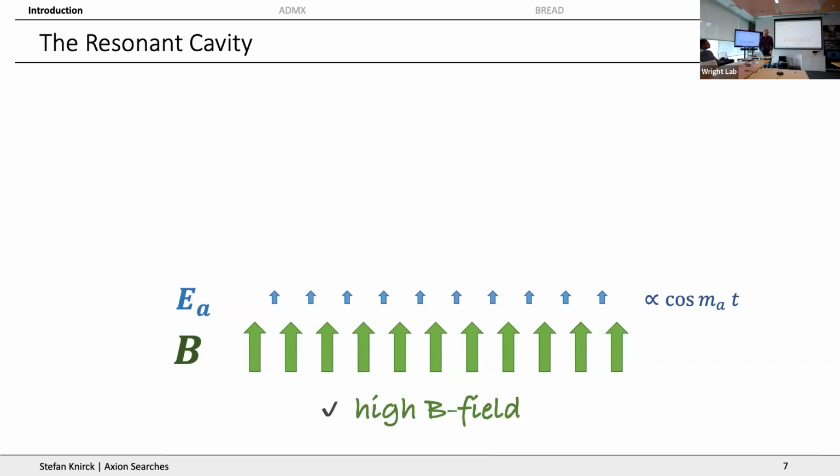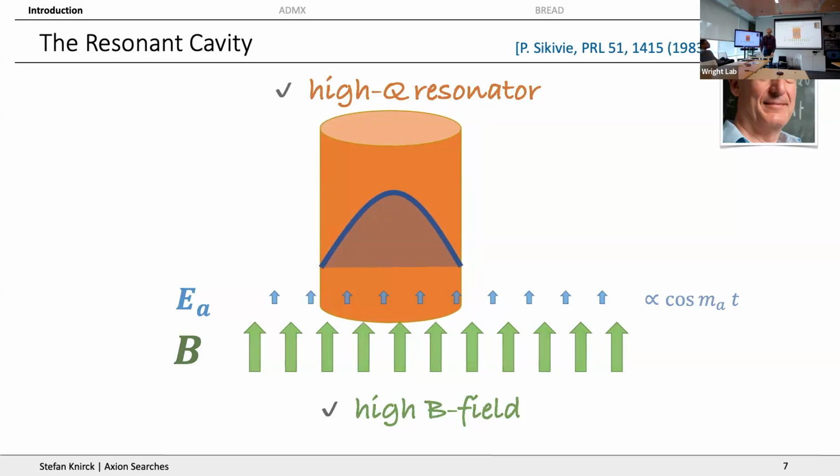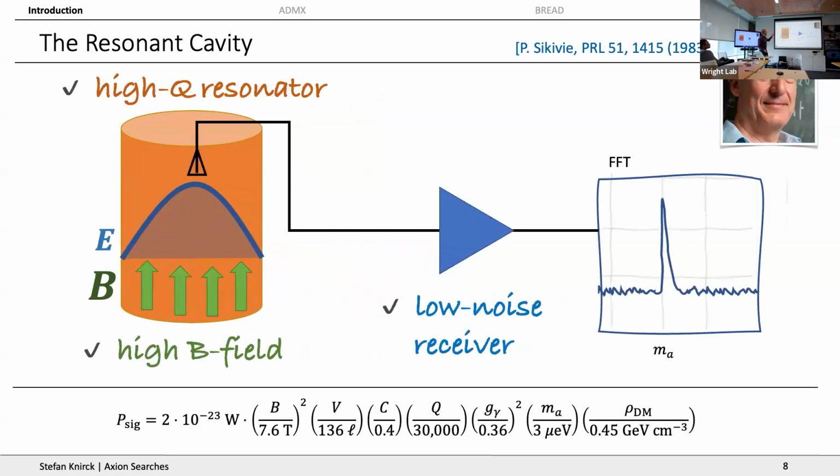But now if I put a resonator inside this situation, I can resonantly enhance this axion-induced electric field inside the resonator by the quality factor of the resonance and get the electric field to a level where I can actually detect it. This is an idea that's about 40 years old, introduced first by Pierre Sikivie, who recently retired at the University of Florida. And then, what do you do? You put an antenna in here, you read the signal out with a low noise amplifier, like Kay Lee is doing, of course. And then you look for a signal that appears at a frequency corresponding to the axion.